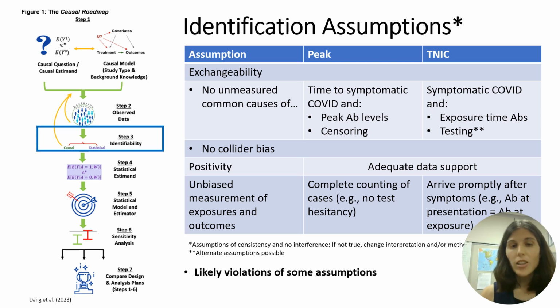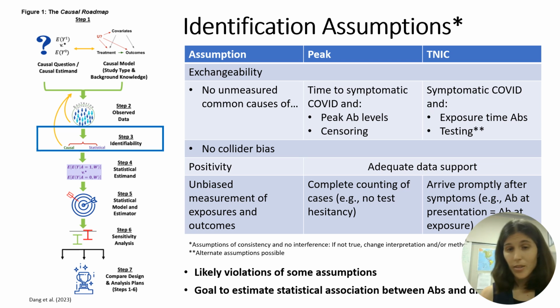But there are likely violations of some of these assumptions. So again, our goal here is to estimate a statistical association between antibodies and COVID, not to estimate a causal effect, but thinking through these assumptions and their plausibility can help us to decrease bias in our analysis and get a more relevant association with interpretable results.